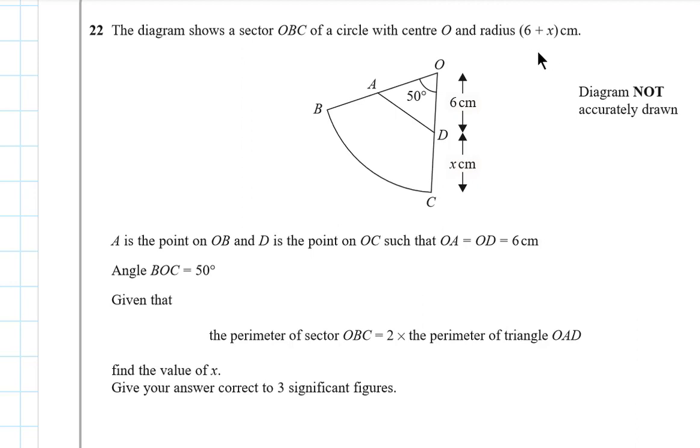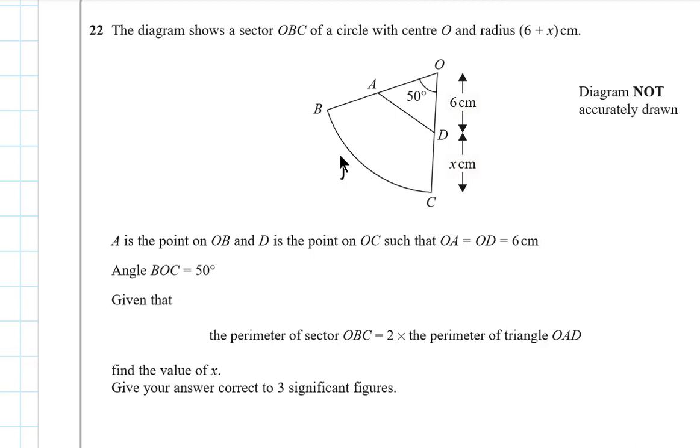22. The diagram shows a sector OBC of a circle with center O and radius 6 plus x centimeters, as we see here. A is the point on OB, and D is the point on OC, such that OA equals OD equals 6 centimeters. Angle AOB is 50 degrees. Given that the perimeter of sector OBC is equal to 2 times the perimeter of triangle OAD, we can form an equation with x as unknown, right? Find the value of x to 3 significant figures. A very nice question.